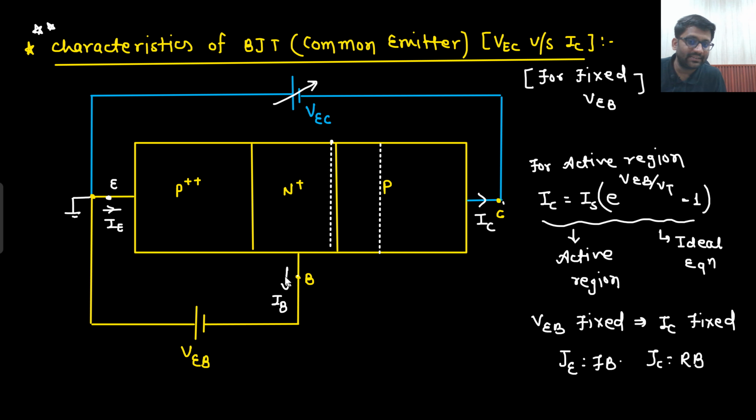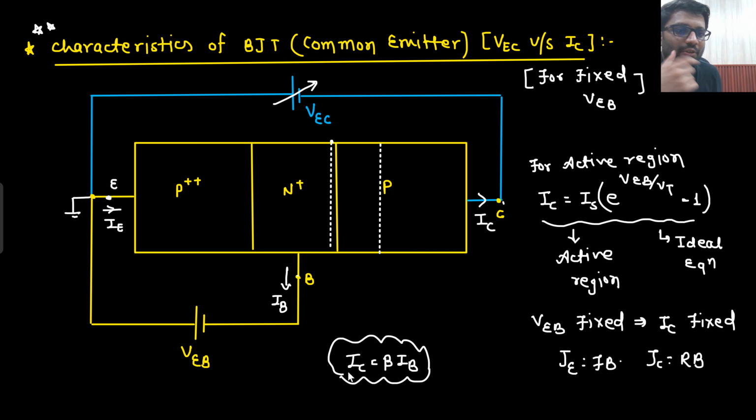And this is very important. It should not happen that IB is increasing and IC is decreasing. Where was that happening? It was happening in your saturation region, where IB was increasing and IC was decreasing. That I don't want. What I want, very, very important for me, is IC equals beta IB.